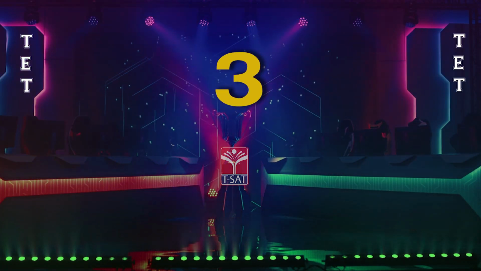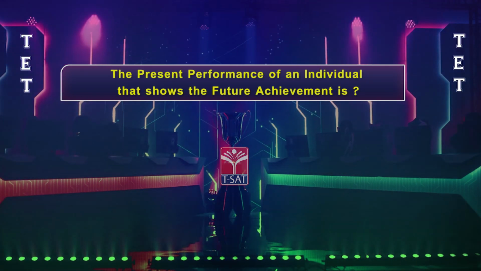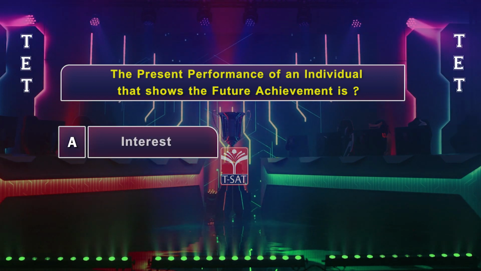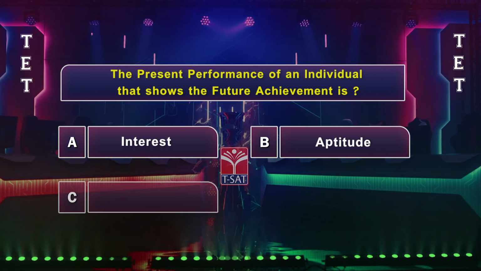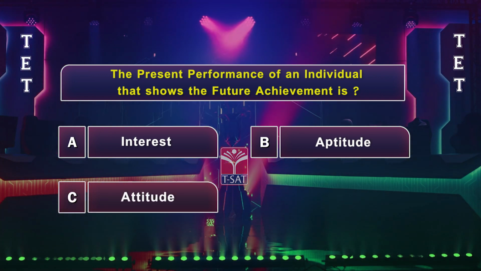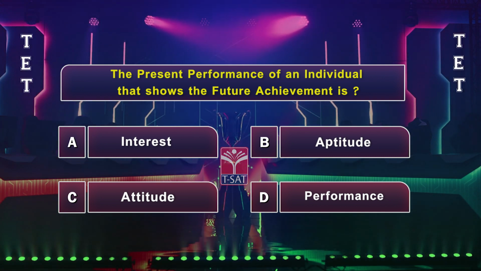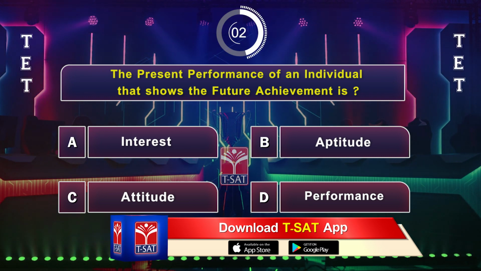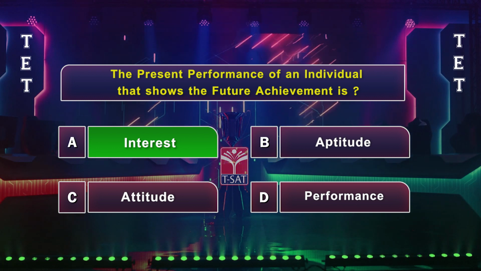Third question. The present performance of an individual that shows a future achievement is option A, interest. Option B, aptitude. Option C, attitude. Option D, performance. Your time starts now. The correct answer is option A, interest.